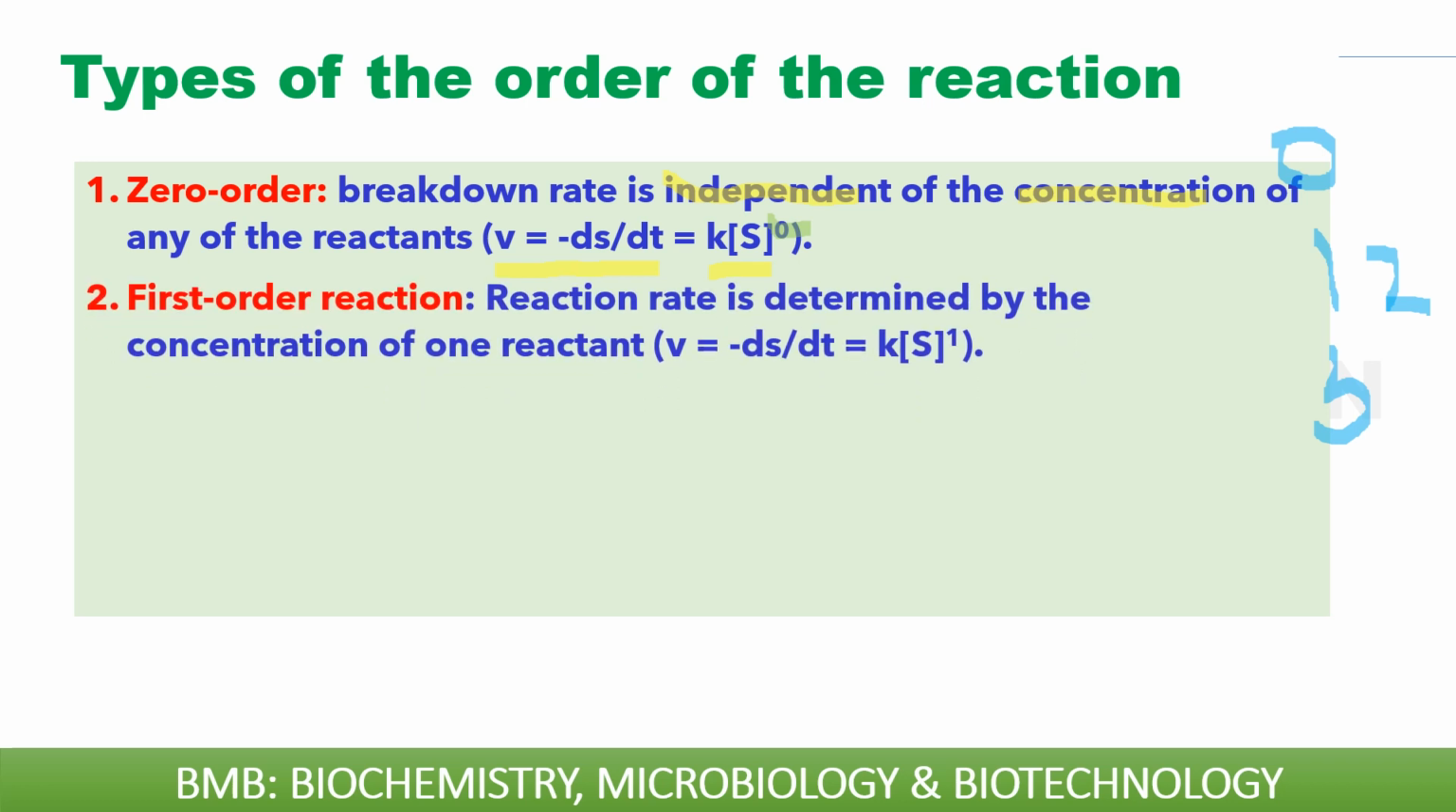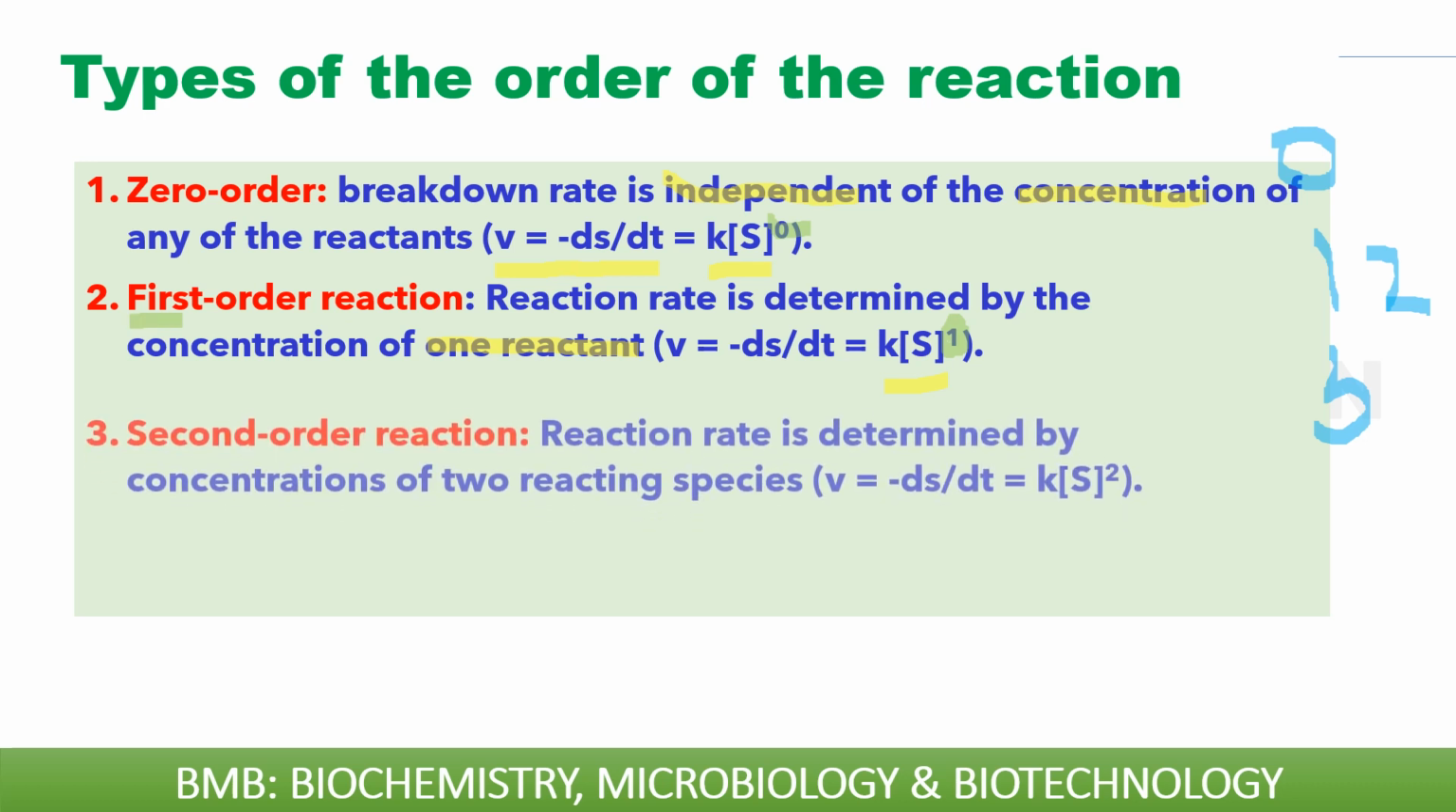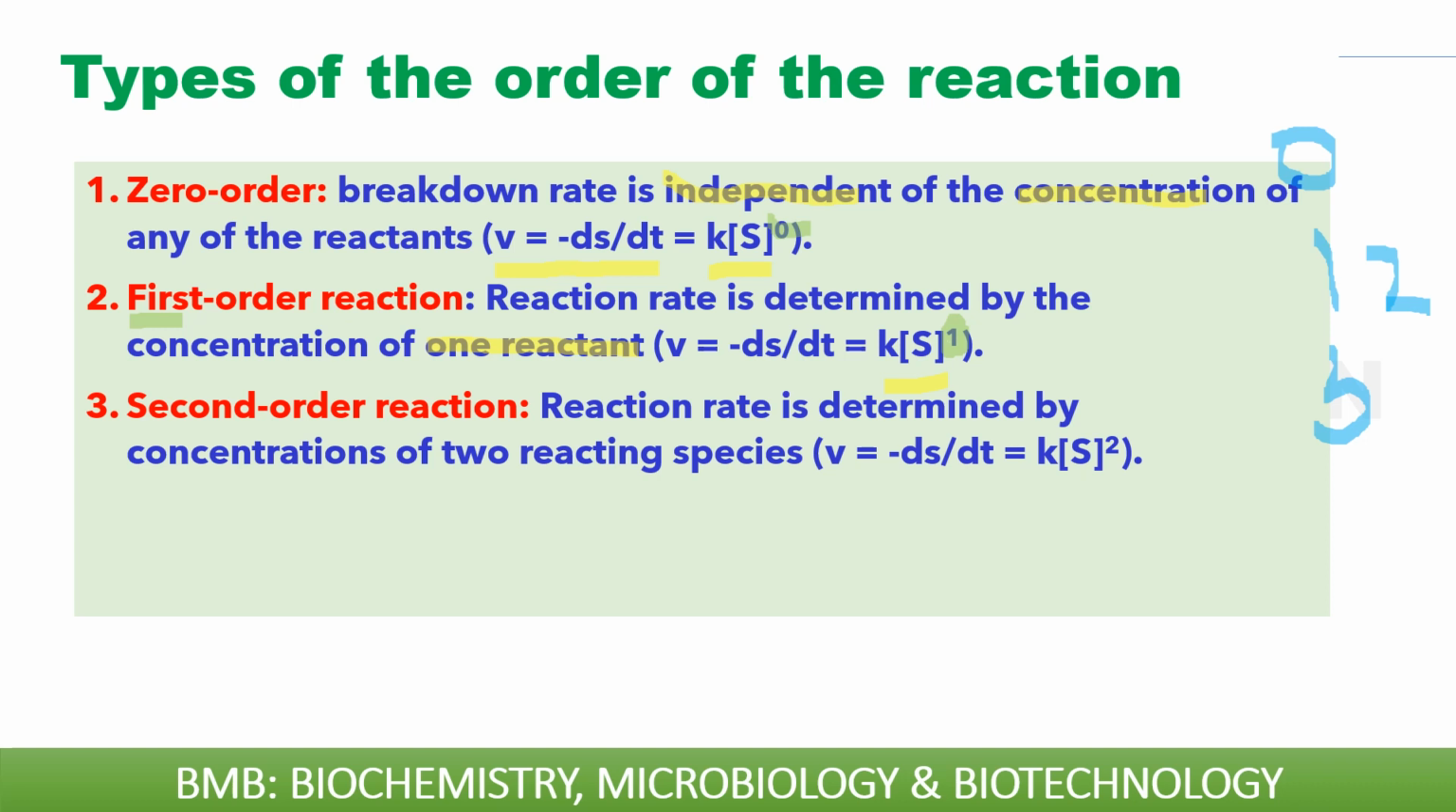In case of first order reaction, rate is determined by the concentration of only one reactant. In that case, V is equal to minus ds by dt is equal to K into substrate concentration power of 1. As the power of substrate concentration is 1, therefore it is a first order reaction. In case of second order reaction, rate is determined by concentrations of two reacting species. In that case, V is equal to minus ds by dt is equal to K into S power of 2. Here power of substrate concentration is 2, therefore it is a second order reaction.